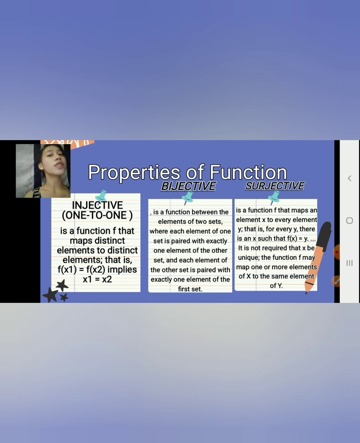A surjective function is a function that maps an element x to every element y. That is, for every y, there is an x such that f(x) equals y. It is not required that x be unique. The function f may map one or more elements of x to the same element of y. So let's have some examples of injective, one-to-one, bijective, and surjective.